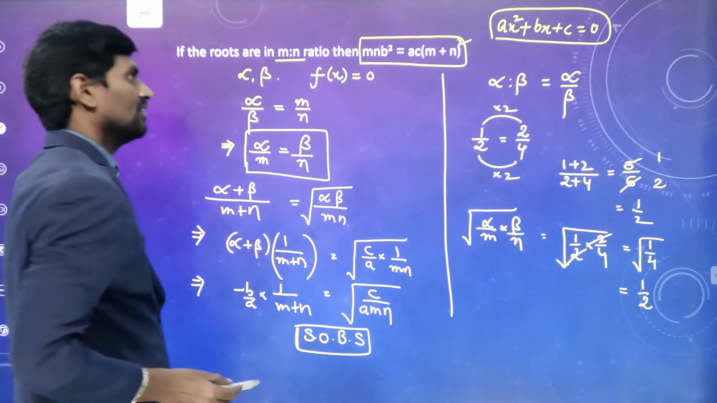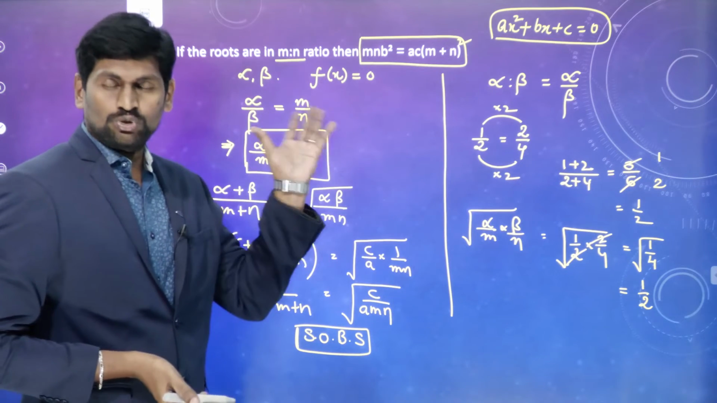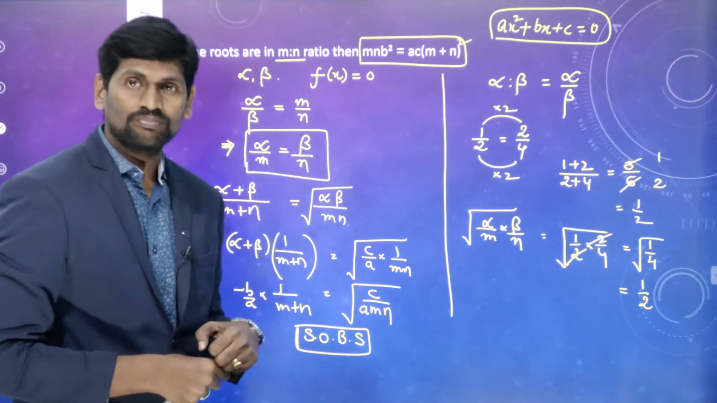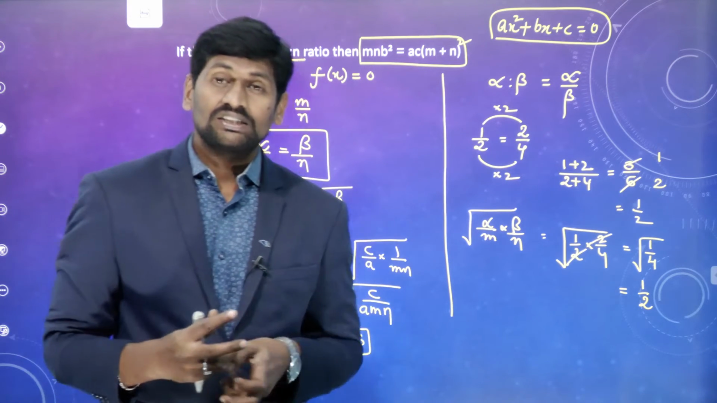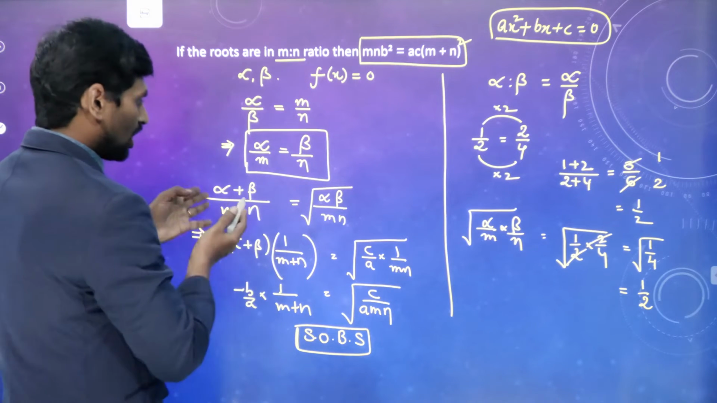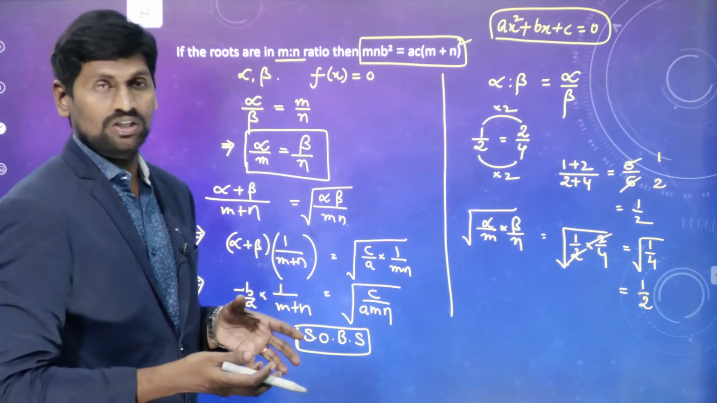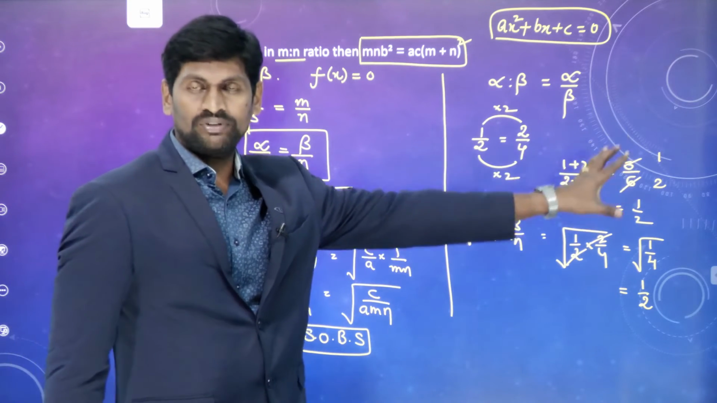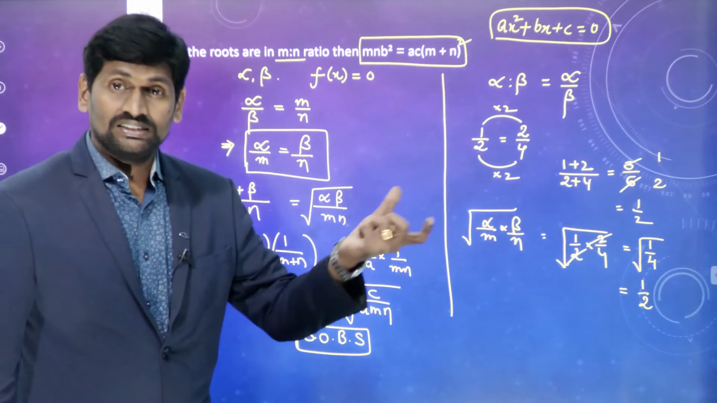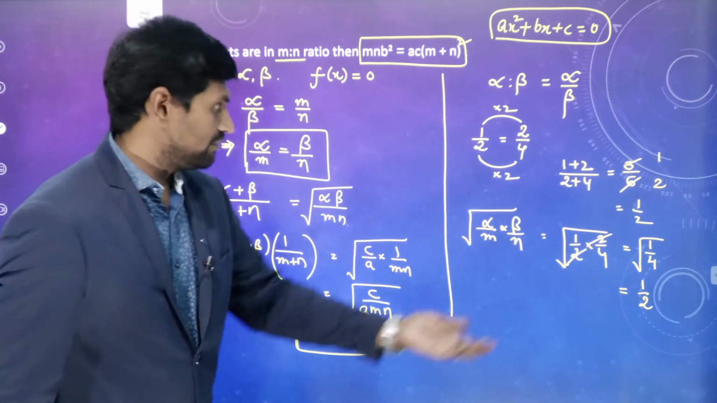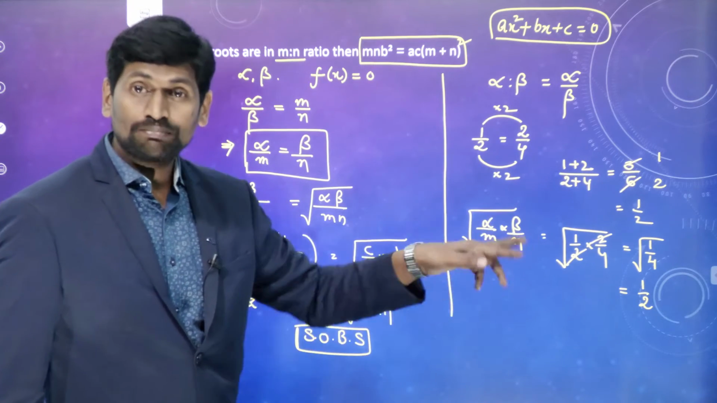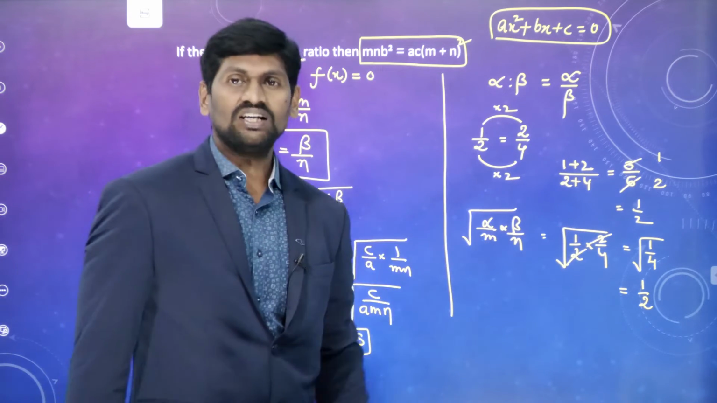Please note it, children. We have taken alpha is to beta equals m is to n. I'm just changing it to the fractional form, then trying to get the sum of roots and product of roots. Am I right? Sum of roots, alpha plus beta. How are we getting alpha plus beta? Is it possible or not? By taking one example: if you add two equivalent fractions, sum of numerators by sum of denominators, we will get the same equivalent fraction. In the same way, the square root of the multiplication of two equivalent fractions also gives the same equivalent fraction.